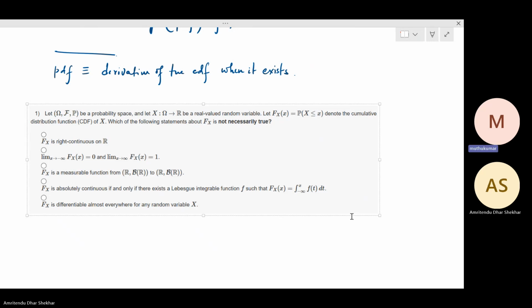Maybe they think R to 0 comma 1 instead of R to R. But that should not be an issue though, because you explained that also. Even if it is R, it still doesn't cause any problem.